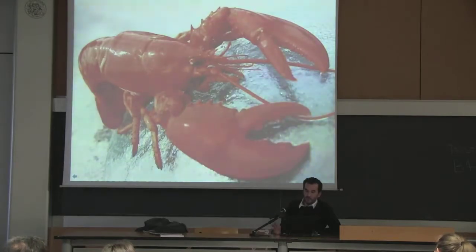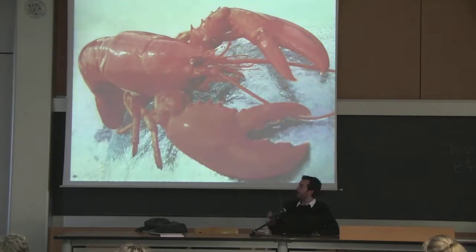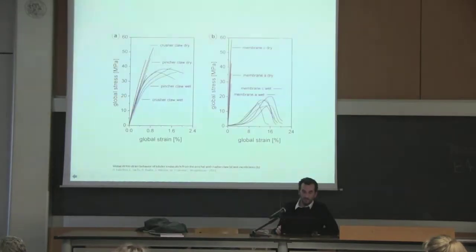An interesting biological example of that is the lobster shell, which here you see in the cooked state, which means that if you ever had a lobster for dinner, you know that there are certain parts of the lobster that are super stiff and very strong, like the crusher and the pincher claw, and there are other parts of the lobster that are very soft and elastic, which you can see in the engineering diagram of your lobster meal experience.